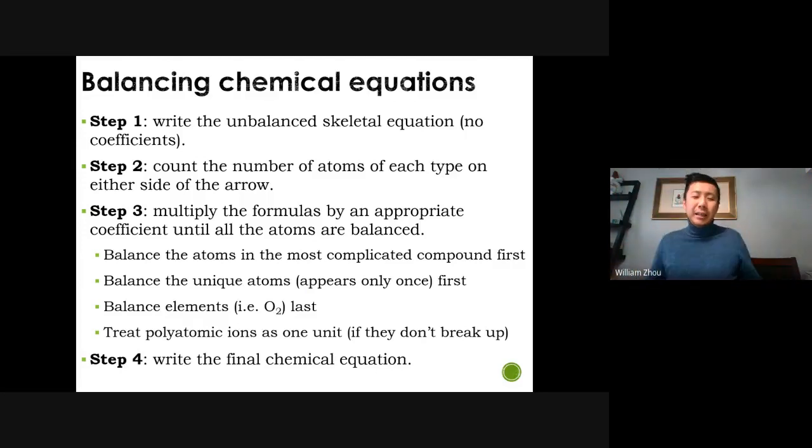Okay, so basically, step one, you have the equation in front of you. There are no numbers. Step two, you start counting. How many atoms do I have for every one? And then you start to multiply the formula. You slap numbers on until they're balanced. And then you write the balanced equation.